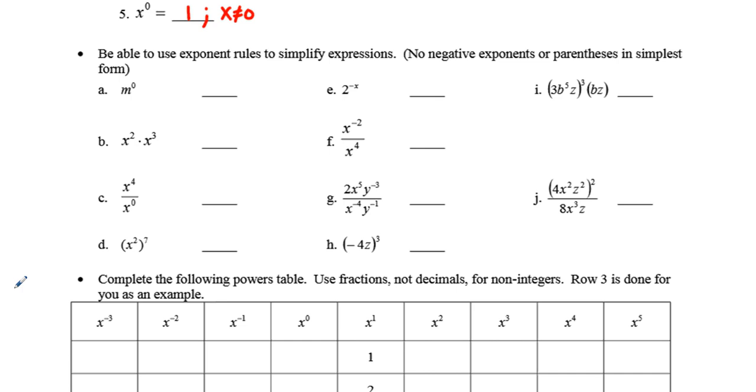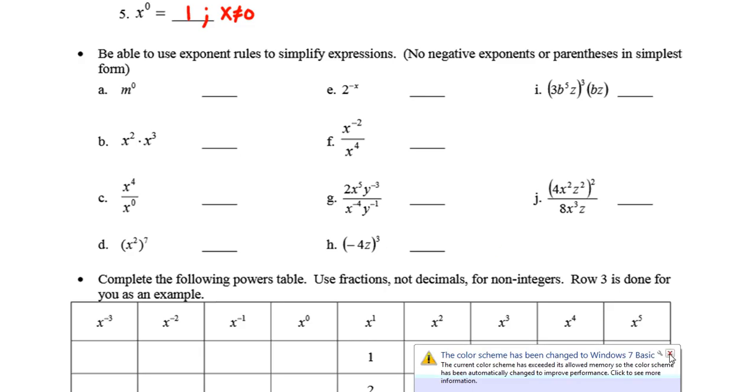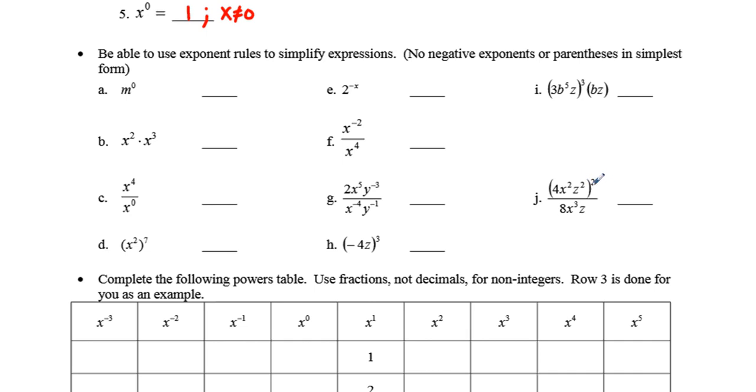Okay, so hopefully you took time to work these out. The rules are no negative exponents or parentheses in simplest form. And I guess the way I would think about it is, first, we're going to deal with any negative exponents. Next, we're going to make sure we take care of our exponents outside the parentheses. And then finally, we're going to make sure we don't have any multiple factors. We don't have z's in more than one place.